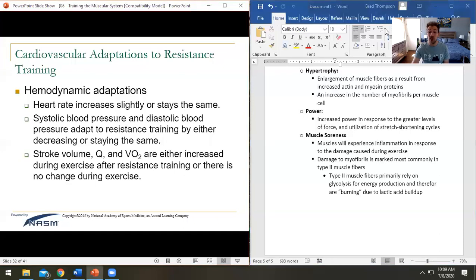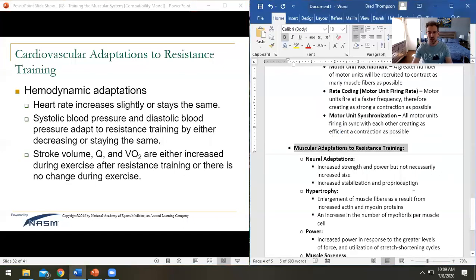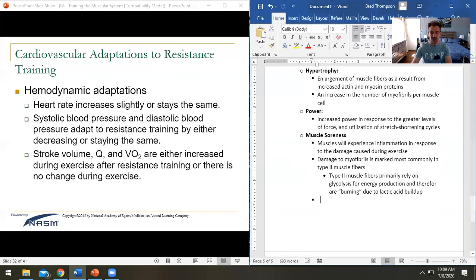Now, there are also some cardiovascular adaptations that come along with resistance training that are not necessarily just strength related, right? We'll see cardiovascular adaptations, what are called hemodynamic adaptations. Your heart is not going to experience hypertrophy. It's a type 1 muscle fiber, even beyond type 1, like a type 1 half muscle fiber. But there will be some changes in your cardiovascular system.